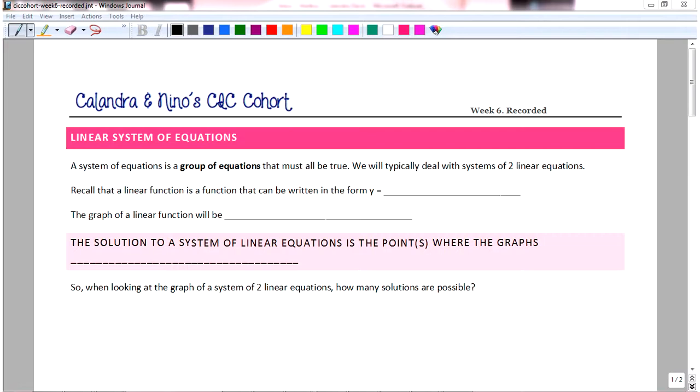Today we're going to look at linear systems of equations. A system of equations is a group of equations that must all be true. We will typically deal with systems of two linear equations.